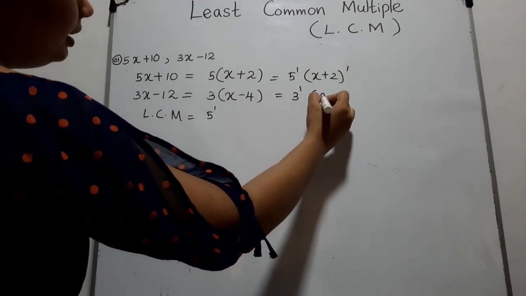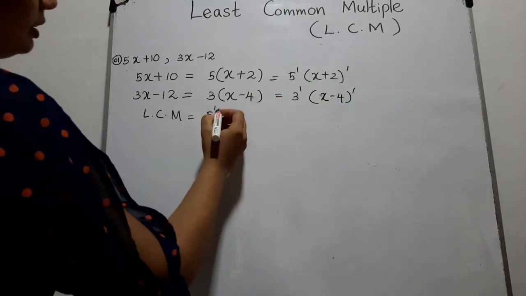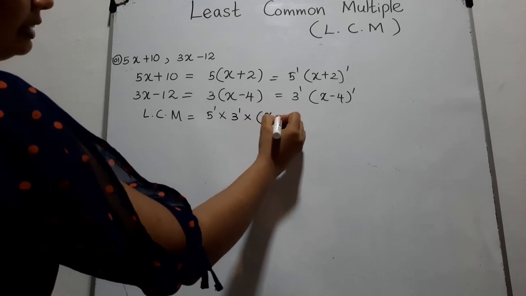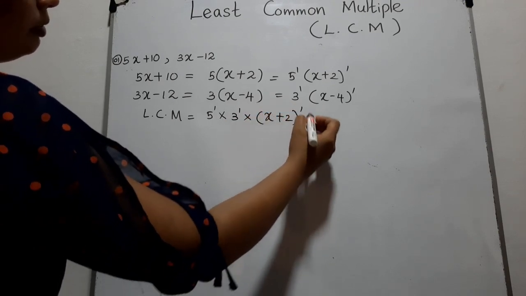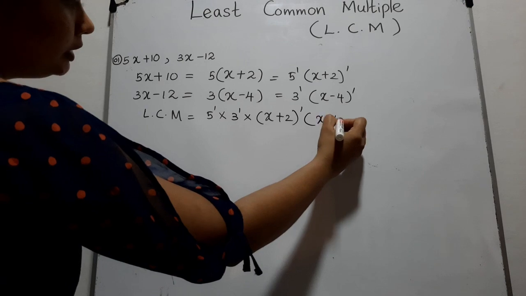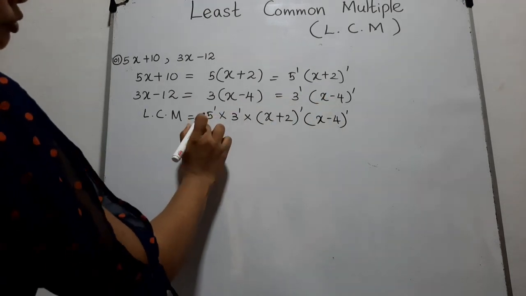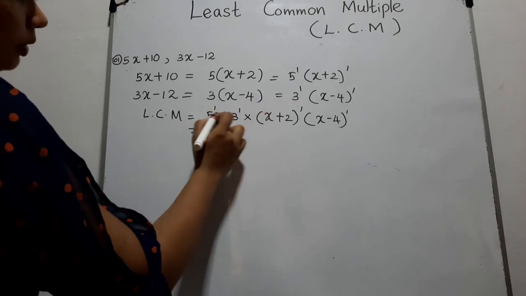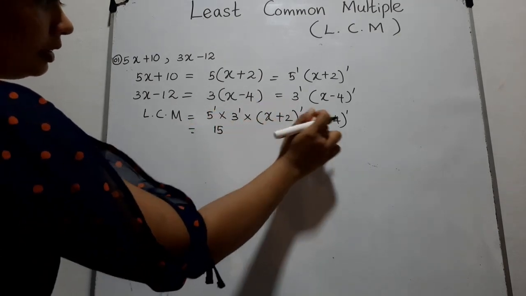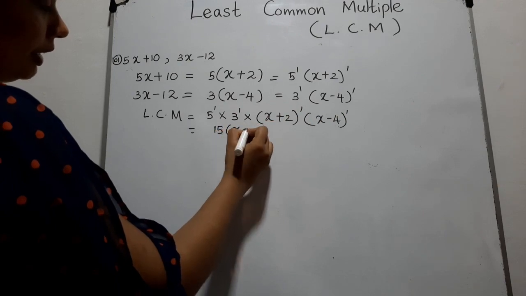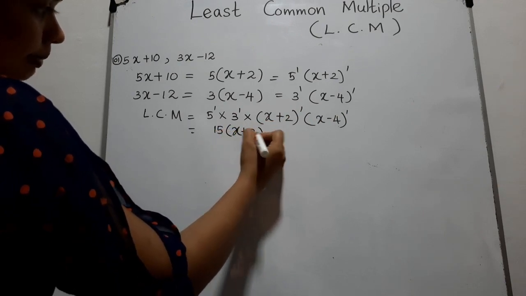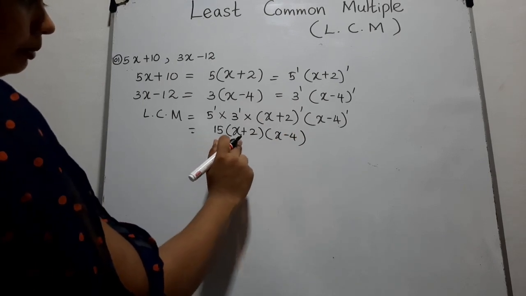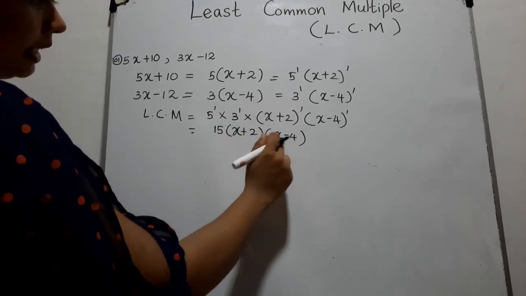3 to the power 1, x minus 4 to the power 1. Then 5 to the power 1 into 3 to the power 1 into x plus 2 to the power 1 into x minus 4 to the power 1. Here 5 into 3, 15. Not needed to simplify this. We write it as factors: x plus 2, x minus 4. Now the LCM is 15 times x plus 2 times x minus 4.